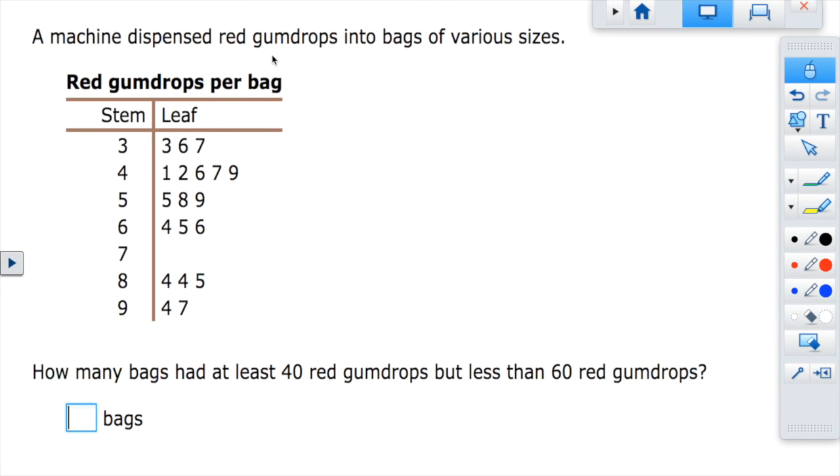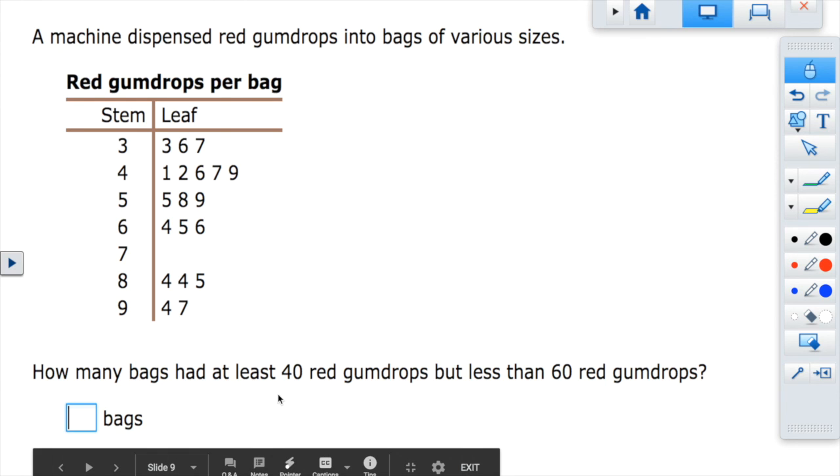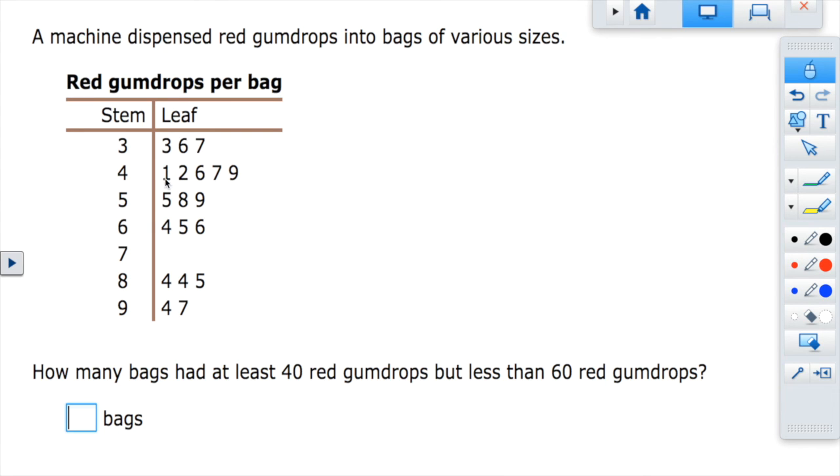A machine dispensed red gum drops into bags of various sizes. How many bags had at least 40? So again, this is like the last problem. At least 40. So I'm looking here, 37 doesn't have at least 40. 41 does. So I'm going to start counting, behind here. I'm going to count all these, but less than 60. I'm going to count all the ones behind the 5 because that's 55, 58, 59.